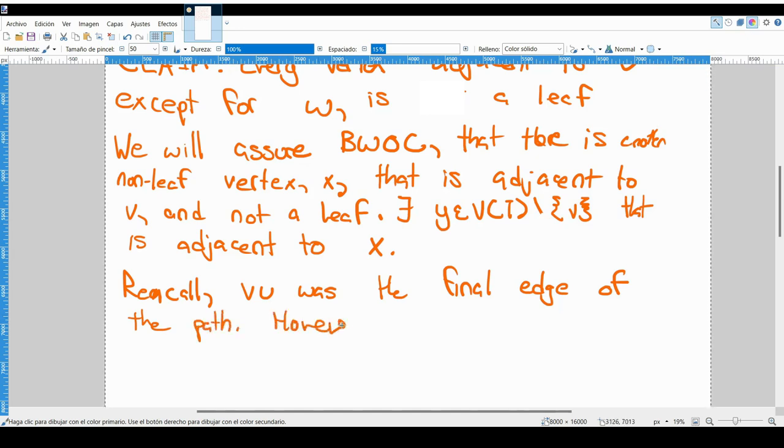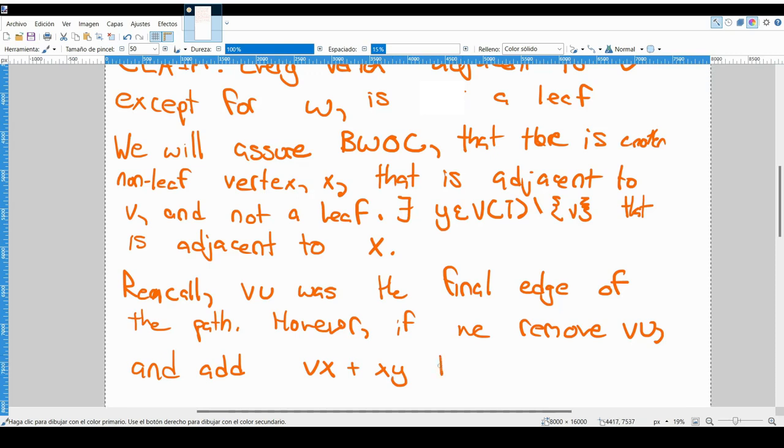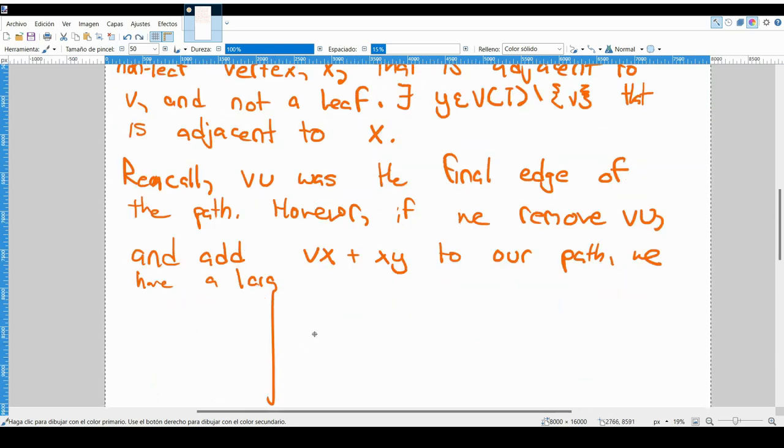However, if we remove VU and add Vx plus xy to our path, we have a larger path. And we know that these vertices weren't used in the path previously by the assumption that we have a tree. So we have a contradiction.